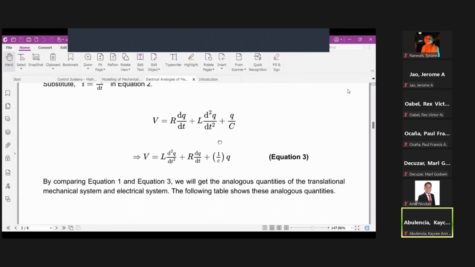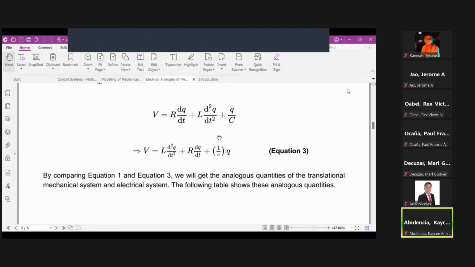So therefore, magiging final equation mo, differential equation, mathematical model of your force voltage analogy is V is equal to L d squared q all over dt squared plus R dq all over dt plus 1 all over C q. So this will be your final differential equation mathematical model of your electrical system.